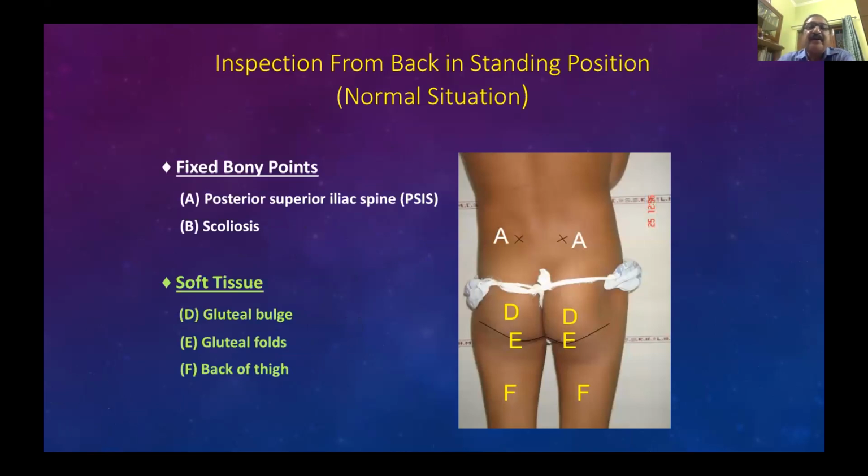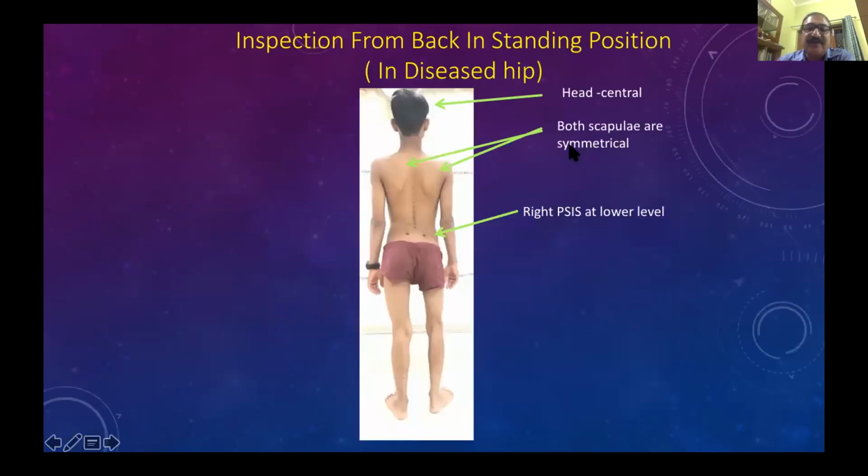Now we go to the inspection from the back in the standing position. Once we are conducting the inspection from the back in standing position, all the points should be properly marked. The posterior superior iliac spine, the spinous processes, the gluteal bulge, gluteal folds, and the back of the thigh should be visible to you. And you can make these observations, like in this patient, the head is central, both the scapulae and the shoulders are symmetrical, and the right posterior superior iliac spine is at a lower level.